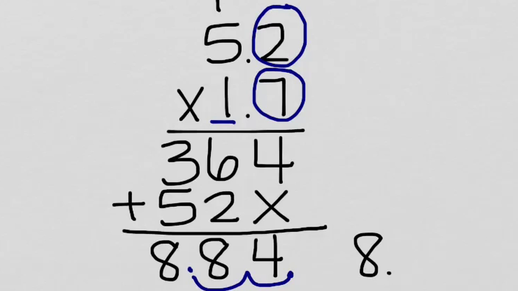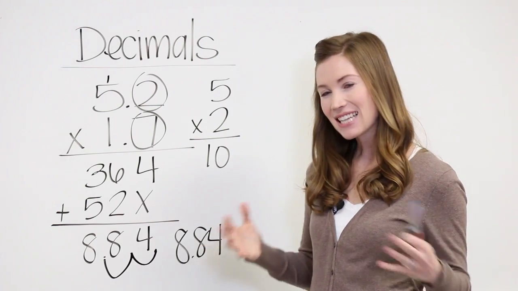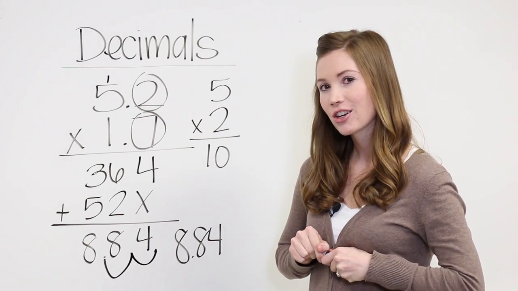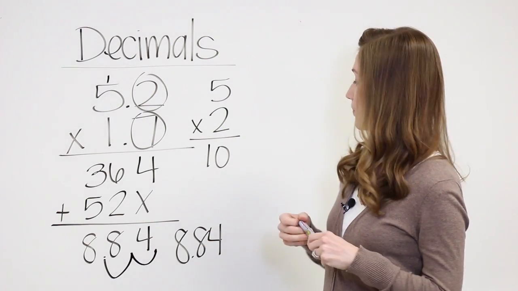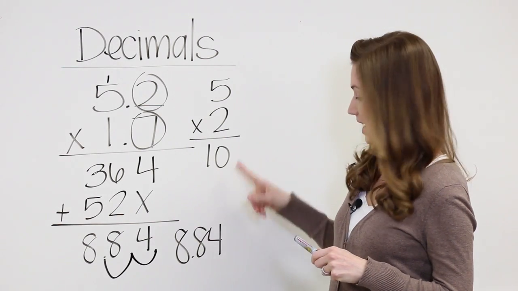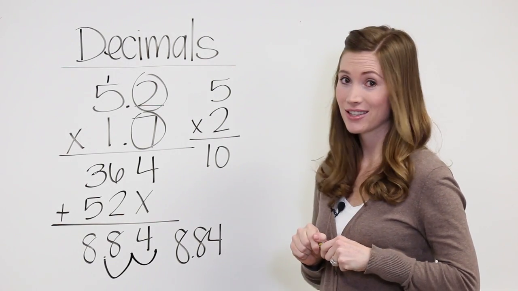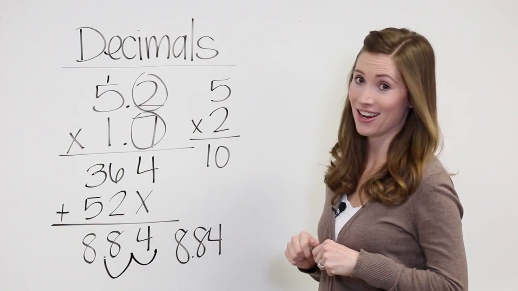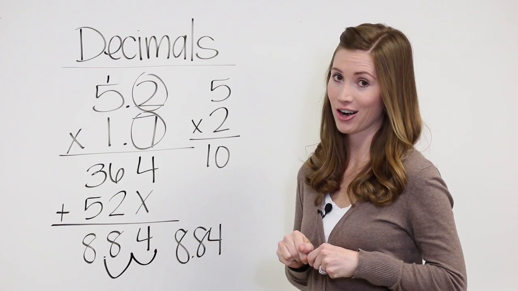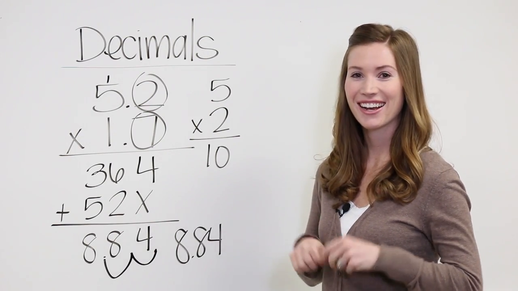and rewrite our final answer, 8 and 84 hundredths. Does that sound like a more reasonable answer? Well, let's look at our estimate. Our estimate was 10, and 8 and 84 hundredths is far closer to 10 than 884. So it looks like we're right. Great job.